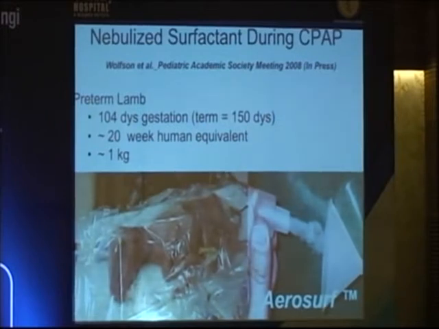And so one of the most recent publications, this was published at the Pediatric Academic Society meeting, Marla Wolfson, Tom Schaefer, and all the group from Temple University. They used their preterm lamb model, and their preterm lamb model is 104 days of gestation. That's roughly equivalent to a 20-week premature infant. So if you look at the lung structure and architecture, it mimics closely the lungs of a 20-weeker. And these animals are around 1 kilo.